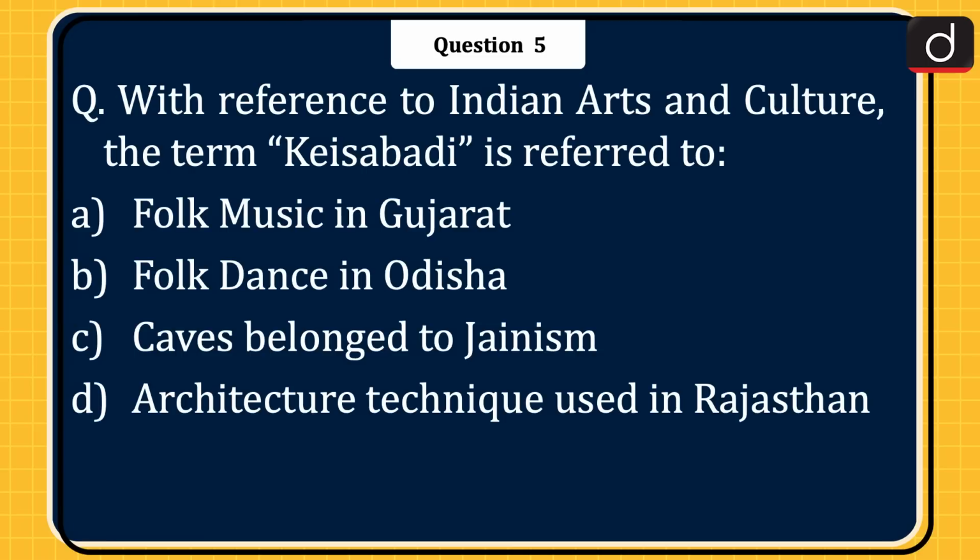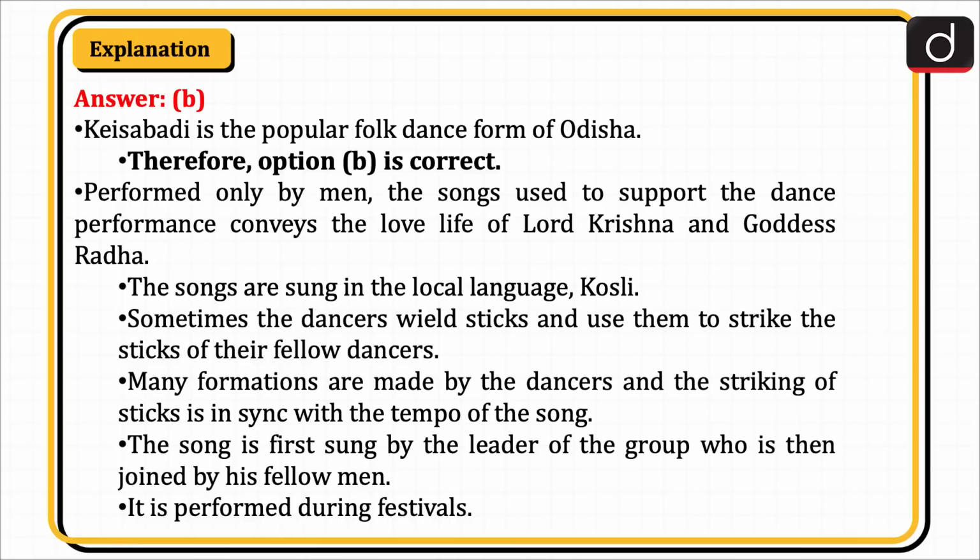Next question is, with reference to Indian arts and culture, the term Keisabadi is referred to folk dance in Gujarat, folk dance in Odisha, caves belonged to Jainism, or architecture technique used in Rajasthan. The correct answer is option B, folk dance in Odisha. Keisabadi is the popular folk dance form of Odisha. Therefore, option B is correct.